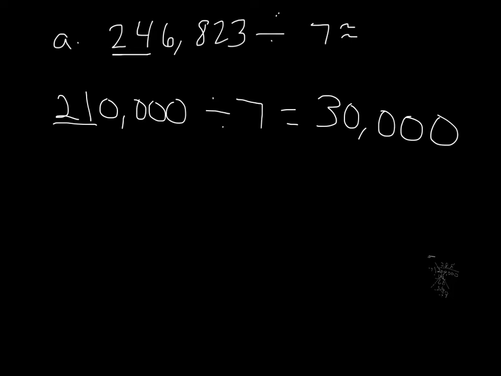And so if you did that, that's good. Now you'll notice that's not rounding the number to the nearest 10,000. That's rounding it to what I would call the nearest compatible number. It's a number I can divide by 7 in my head.